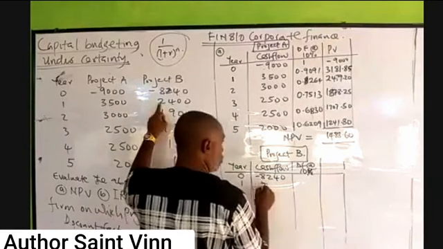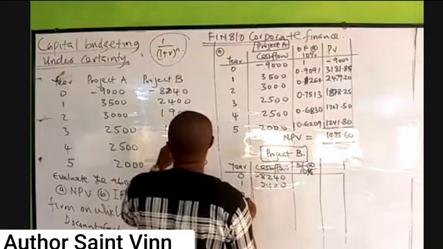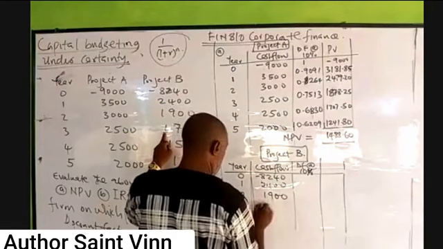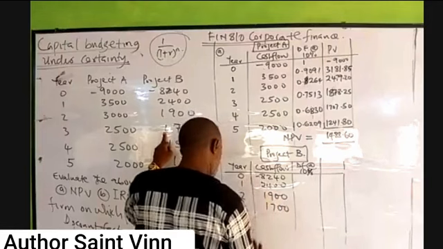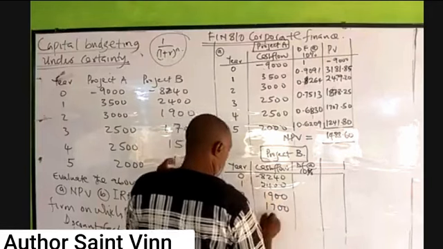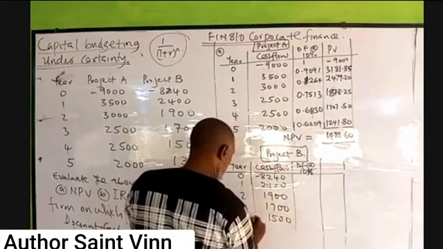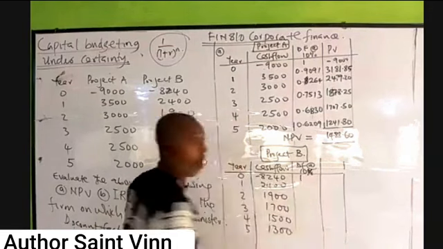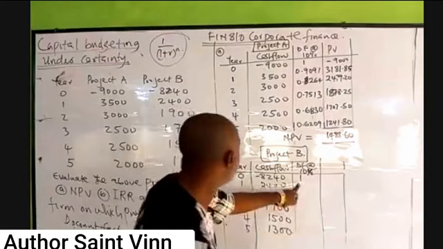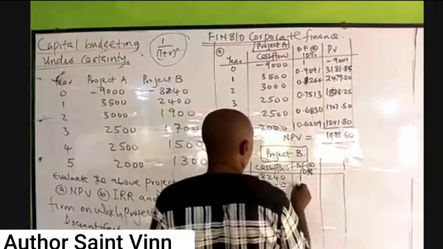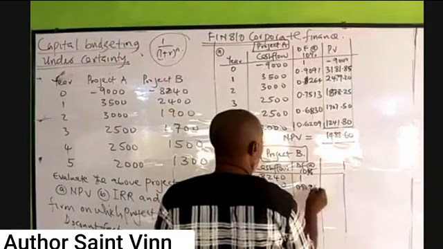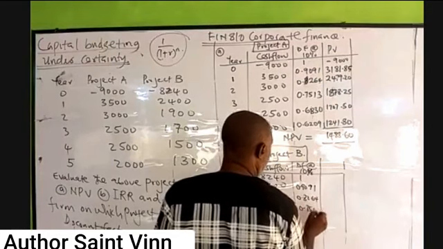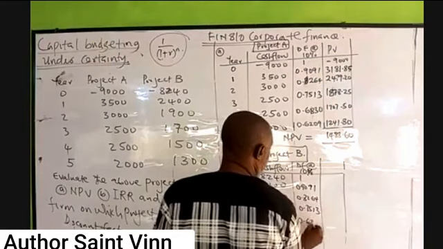Year 1, 2400. Year 2, 1900. Year 3, 1700. Year 4, 1500. Year 5, 1300. This is also 1.0, Abi. It's the same thing with this, Abi. So the discount factors are 0.9091, 0.8264, 0.7513, 0.6830, 0.6209.